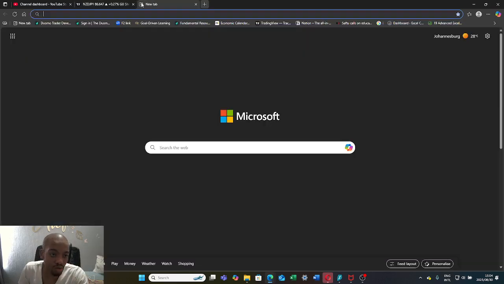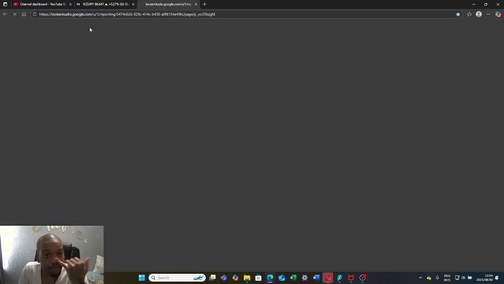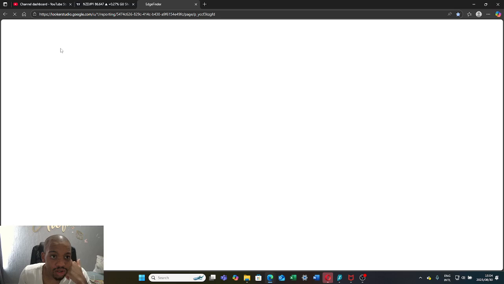I'm just curious to find out what it's saying about this pair. I don't know if I've mentioned it, but I subscribed to this Edge Finder tool, which is quite nice for fundamentals. I haven't learned fundamentals with Duomo yet. So it'll be interesting to see if this will help me automate the fundamentals when I do learn it.